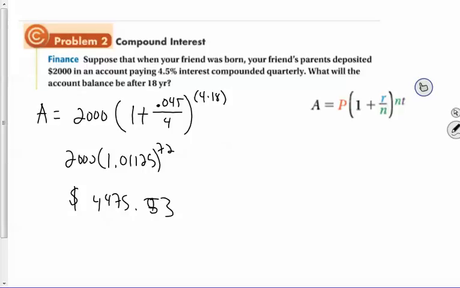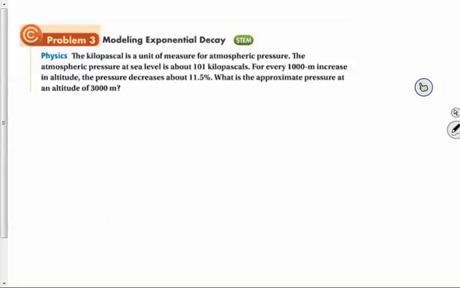Okay, so let's look at some exponential decay stuff. All right, this one, it says the kilopascal is a unit of measure for atmospheric pressure. The atmospheric pressure at sea level is about 101 kilopascals. For every 1,000-meter increase in altitude, the pressure decreases 11.5%. What is the approximate pressure at an altitude of 3,000 meters? So it doesn't matter if you don't know what a kilopascal is. The fact is that it says decreases. So you've got y equals a times b to the x.